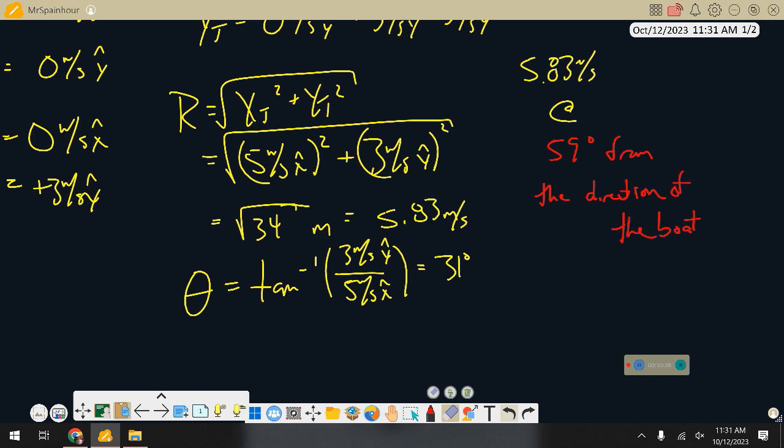So both 31 degrees and 59 degrees are correct as long as you give this extra context. And if you don't give that context, neither of them are technically correct.